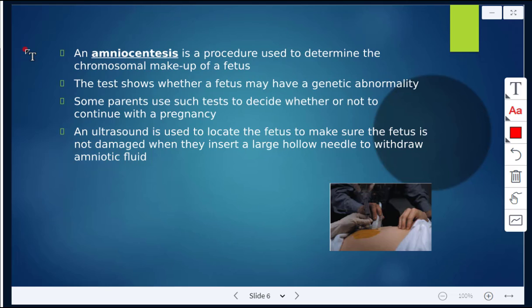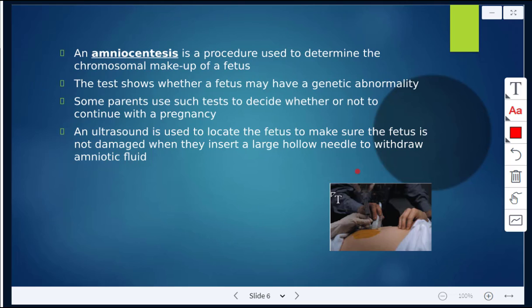Another example here is amniocentesis. This is a procedure used to determine the chromosomal makeup of a fetus. So here we have a pregnant woman, and they're going to do this procedure of amniocentesis. And this test will show whether a fetus may have a genetic abnormality. So some parents use these tests to decide whether or not they're going to continue with the pregnancy.